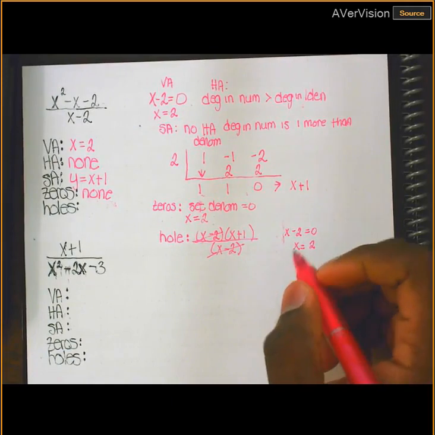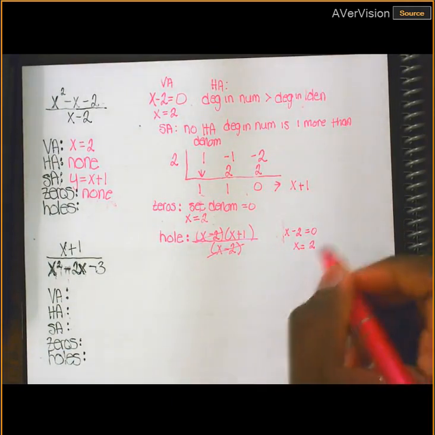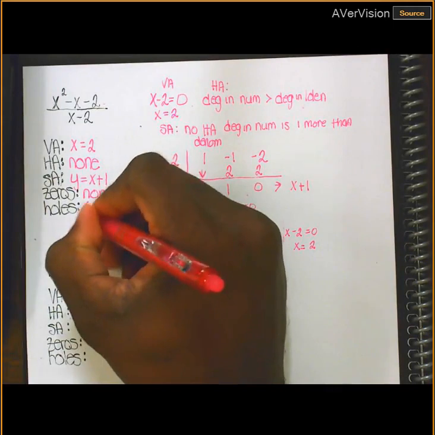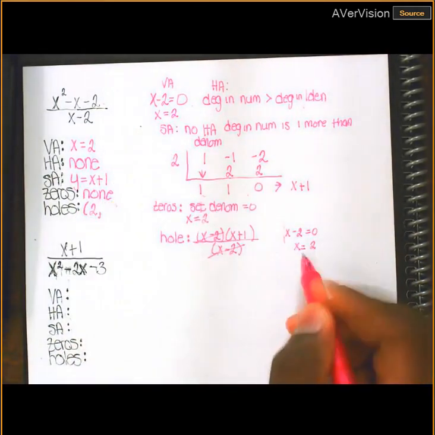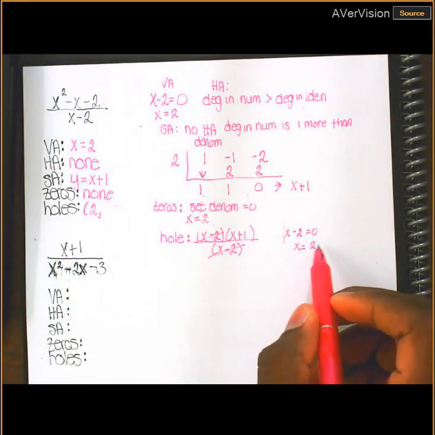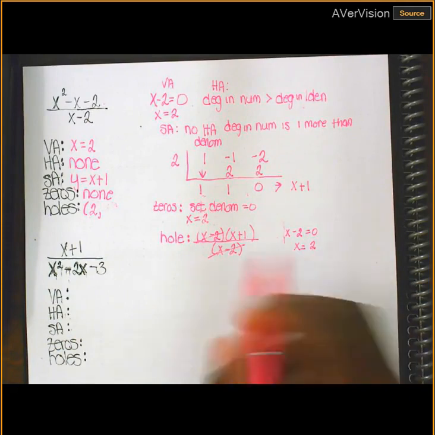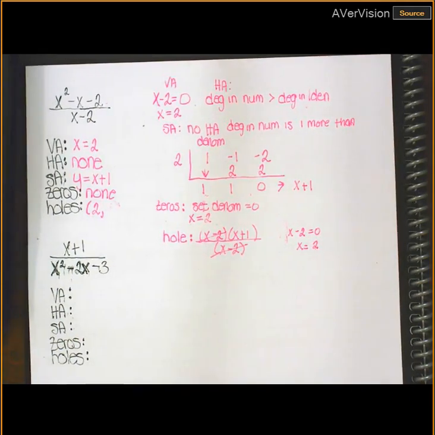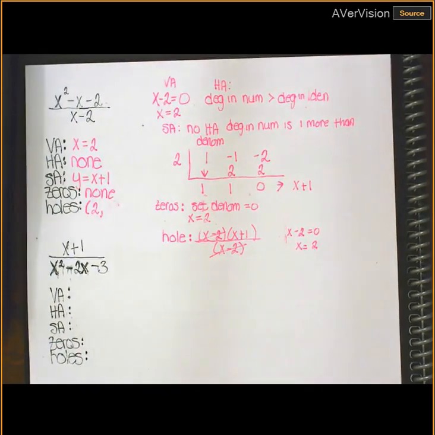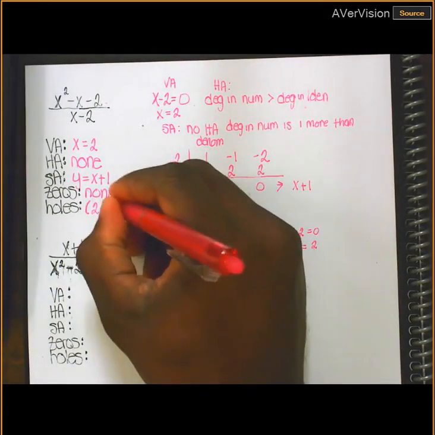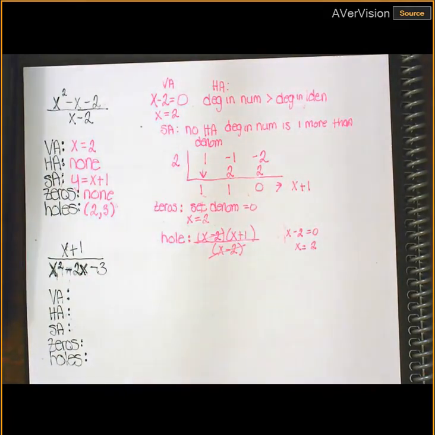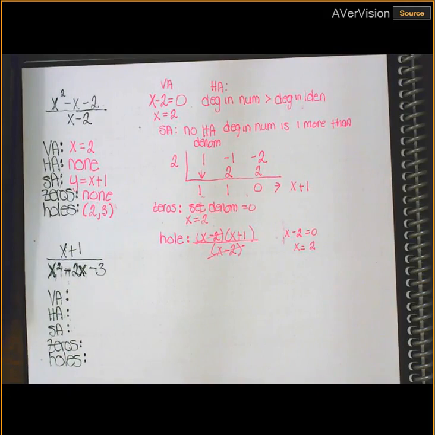We actually have to write our hole as a point. So the x value is 2. What is the y value? To find the y value, we take the x value and plug it into whatever's left. So if we plug 2 into whatever's left, what's left? What do we get? 3. So we have a hole at 2, 3. I don't think I mentioned that last class.